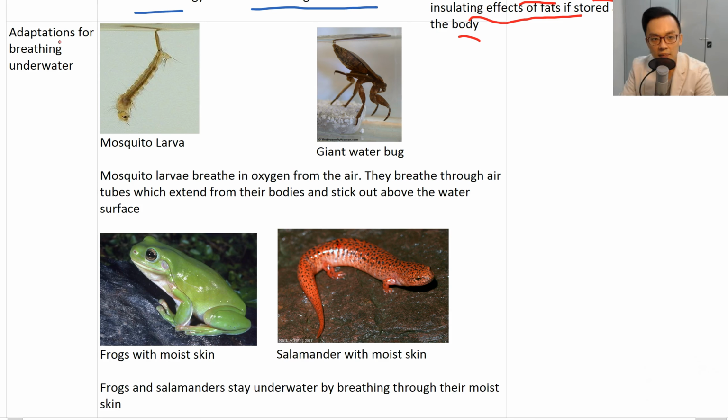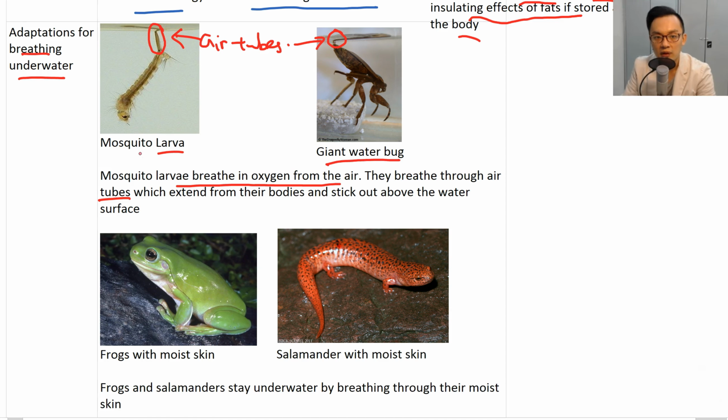Another adaptation is for breathing underwater. So there's a mosquito larva, and these are what I call breathing tubes. This is also another breathing tube. Mosquito larvae breathe in oxygen from the air. They breathe through air tubes which extend from their bodies and stick out above the water surface. So these are the air tubes, or you can call them the breathing tubes. That's a giant water bug, and that's a mosquito larva.